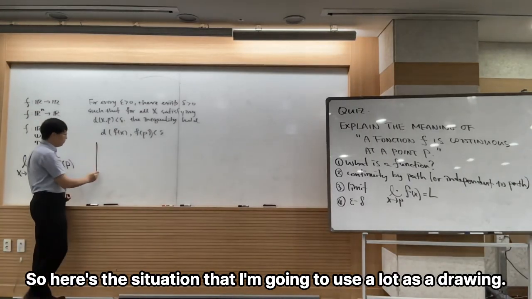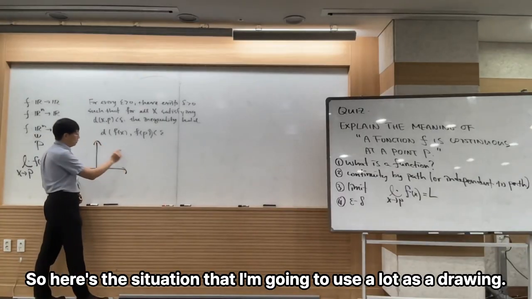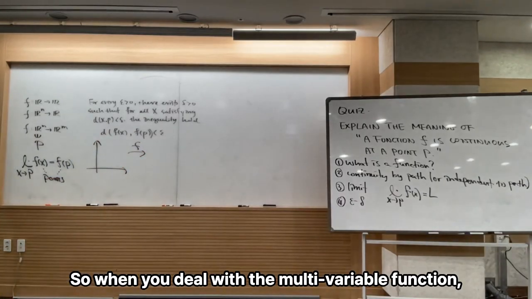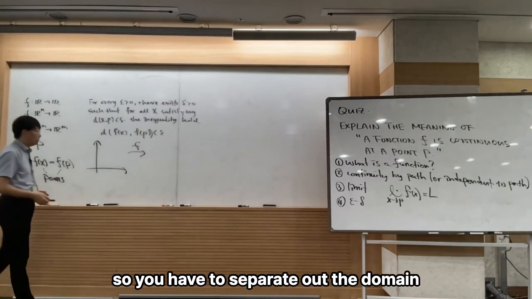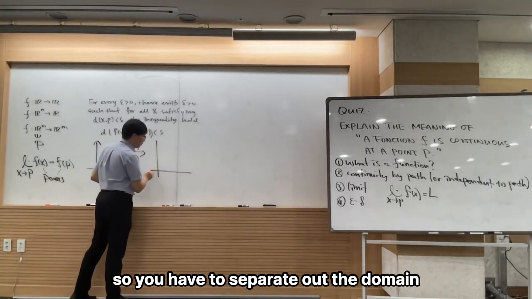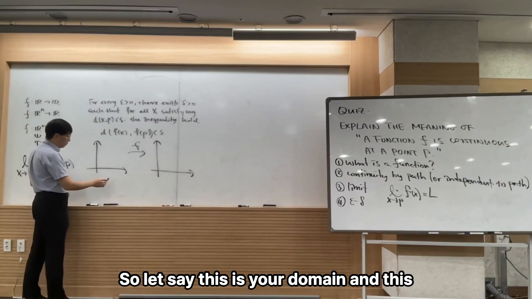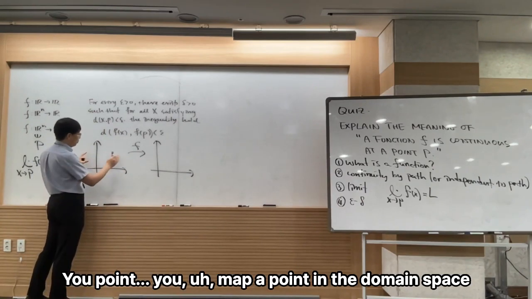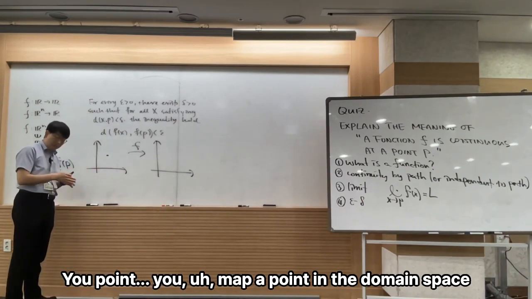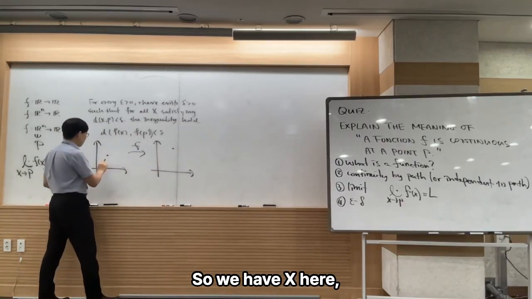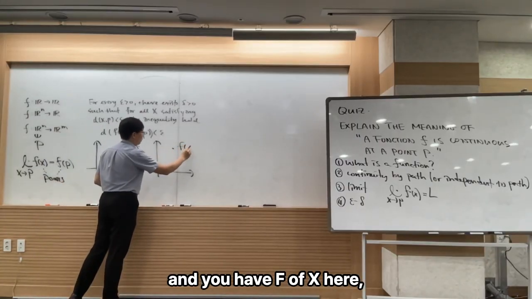So here's the situation that I'm going to use a lot as a drawing. When you deal with a multivariable function, you cannot draw the graph. So you have to separate out the domain and codomain into two spaces. Let's say this is your domain and this is your codomain. You map a point in the domain space to the codomain space. So we have x here and you have f of x here.